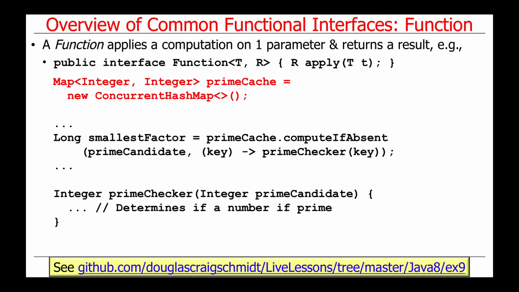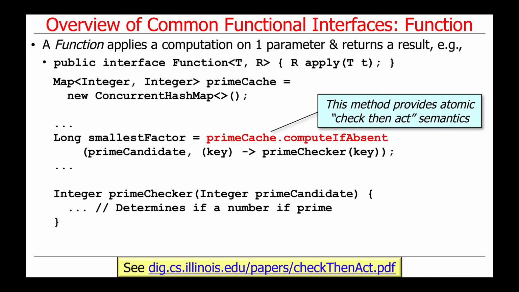What will be stored in the hash map is the candidate number, and if it's a prime number, the map value will be 0. If it's not a prime number, then it'll indicate the smallest factor that can be used to divide the number evenly. So let's go ahead and take a look at how this would work. As you can see here, after initializing the prime cache, when we want to compute a new prime candidate, which is just some arbitrary number, we go ahead and call computeIfAbsent, and we pass in the prime candidate, and then we also pass in a lambda or a method reference.